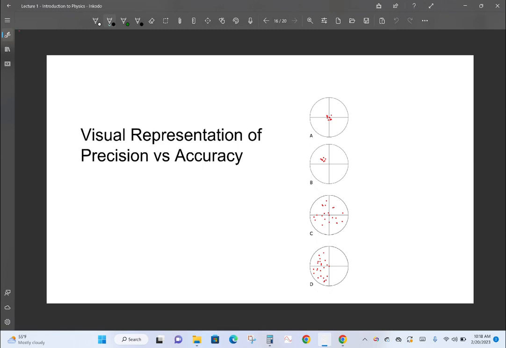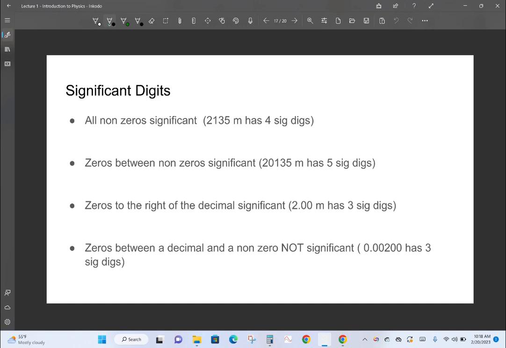So how do we keep track of this when we're doing measurements? How do we keep track of our uncertainty? Well, it's pretty easy. We count significant digits. That's kind of a quick and dirty way of figuring out how precise a value is. And the rules are, if you're a non-zero number, like 1, 2, 3, 4, 5, then you're significant. So the number 2, 1, 3, 5 has 4 significant digits or figures. And if there's zeros between those numbers, they're significant. So if it was 2, 0, 1, 3, 5, now you have 5 significant digits.